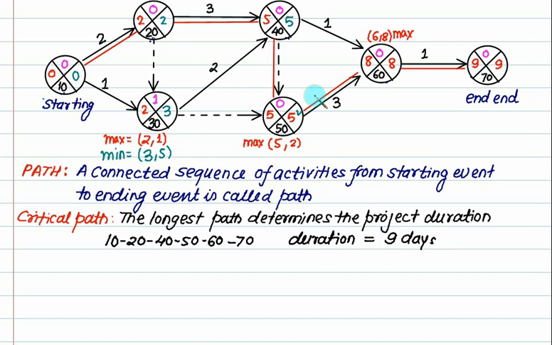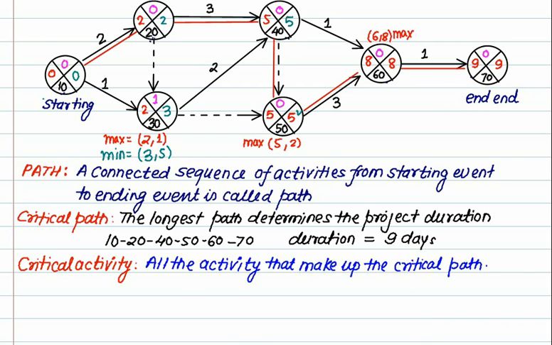Out of a number of paths, only one path may be the critical path, or maybe more than one critical path. If you have some different route and we get the same answer equal to 9, then we may have a different critical path also. So there is no constraint on the number of critical paths. All the activities that make up the critical path are called critical activities. So 10 to 20 is a critical activity. 20 to 40 is a critical activity. 40 to 50 is a critical activity. 50 to 60 is a critical activity. And 60 to 70 is a critical activity.